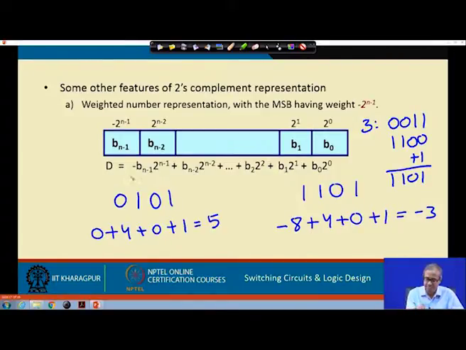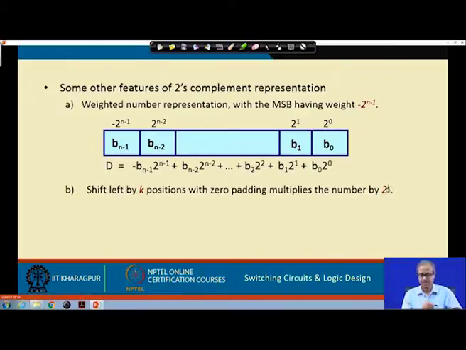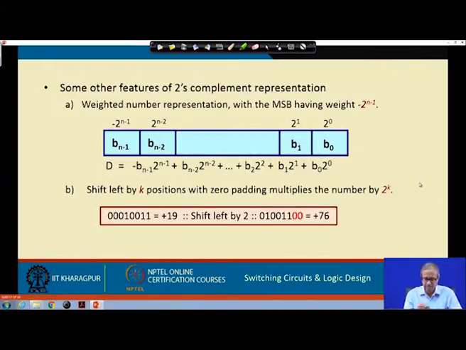You again follow that weighted sum principle, only for the MSB the weight is negative, this is the only difference. The other interesting thing is that when you have 2's complement representation, if you shift left a number by k positions, this is equivalent to multiplying the number by 2 to the power k. Let us take some example. Let us say in 8 bit representation I am showing plus 19, this is 1, 2, 4, 8 and 16. So, 16 plus 2 plus 1 is 19.